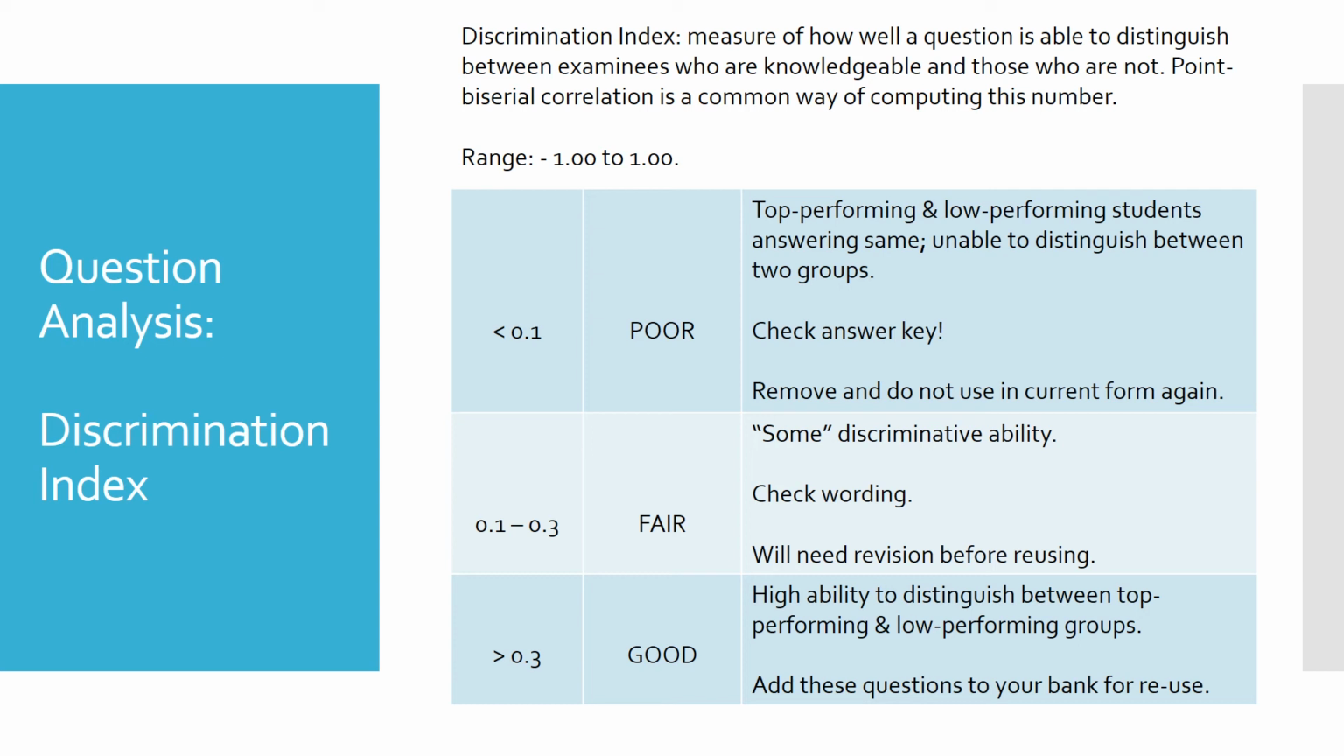If you have some questions falling in the 0.1 to 0.3 range, they have a fair ability to discriminate between high and low achievers. So you would probably check the wording and probably modify them before using them again.